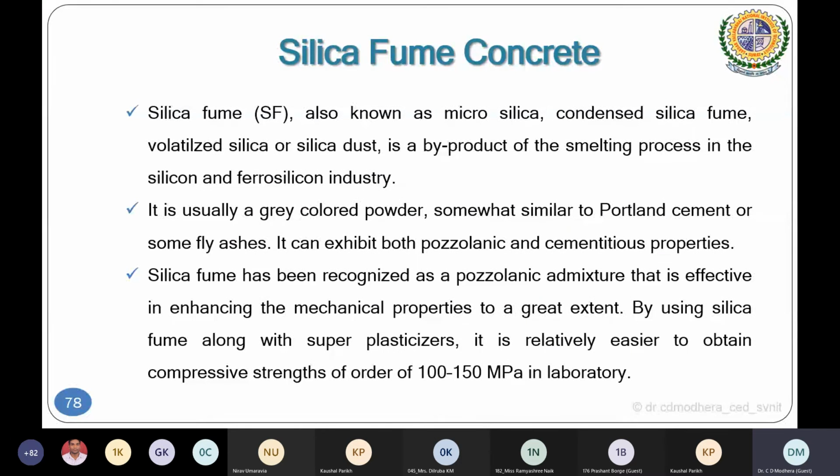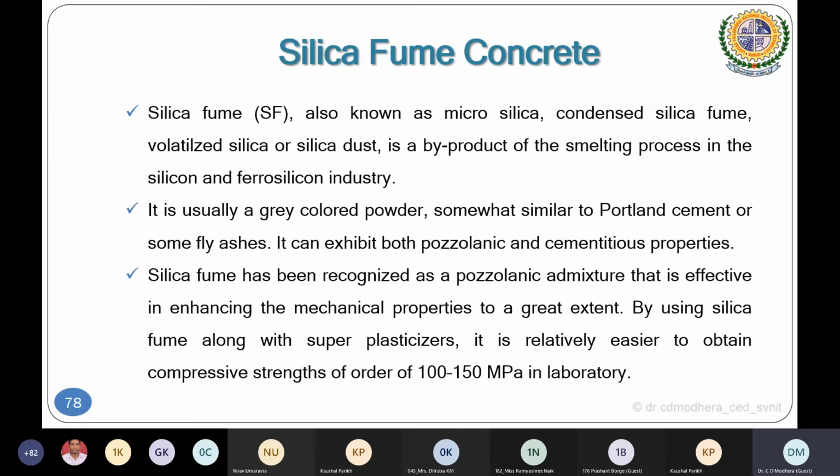It is sometimes called micro silica, sometimes condensed silica fume, volatilized silica or silica dust. Basically, it is a byproduct of the smelting process in the silicon and ferrosilicon industry. So this is again a byproduct, but now people are processing it and it becomes very good silica for construction purposes. It is usually a grey colored powder, somewhat similar to Portland cement or sometimes fly ash. It can exhibit both pozzolanic and cementitious properties.